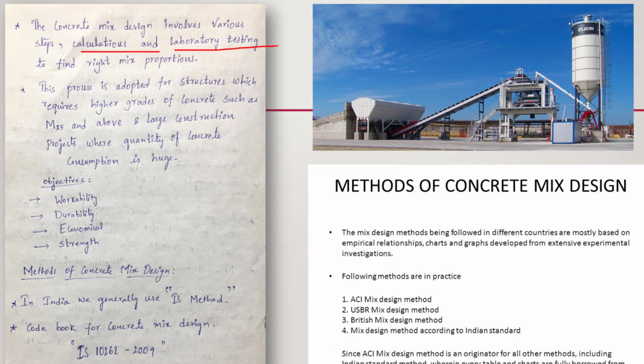This process is adopted for structures which require higher grades of concrete such as M25 and above, and large construction projects where the quantity of concrete consumption is high. Where concrete consumption is high, there we have to increase these properties. Workability has to be increased, durability has to be increased, it should be economical, and strength is the major part.